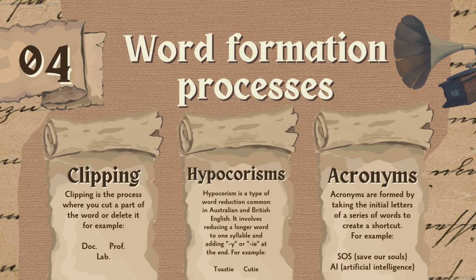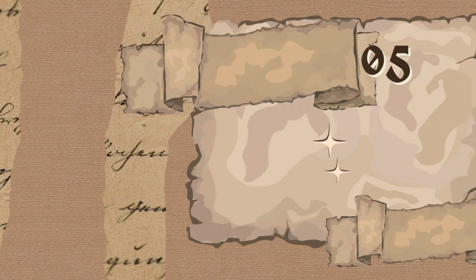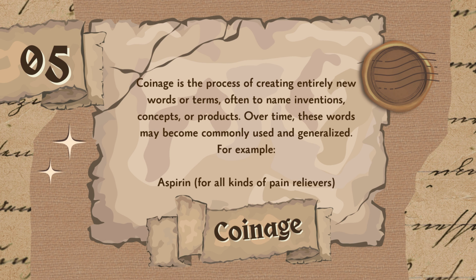And we have acronyms. Acronyms are formed by taking the initial letters of a series of words to create a shortcut. For example, we have SOS, which stands for Save Our Souls, and we also have AI, which stands for Artificial Intelligence. Moving on, we have coinage. Coinage is the process of creating entirely new words or terms, often to name inventions, concepts, or products. Over time, these words may become commonly used and generalized. For example, we have aspirin, which became generalized for all kinds of painkillers and pain relievers.